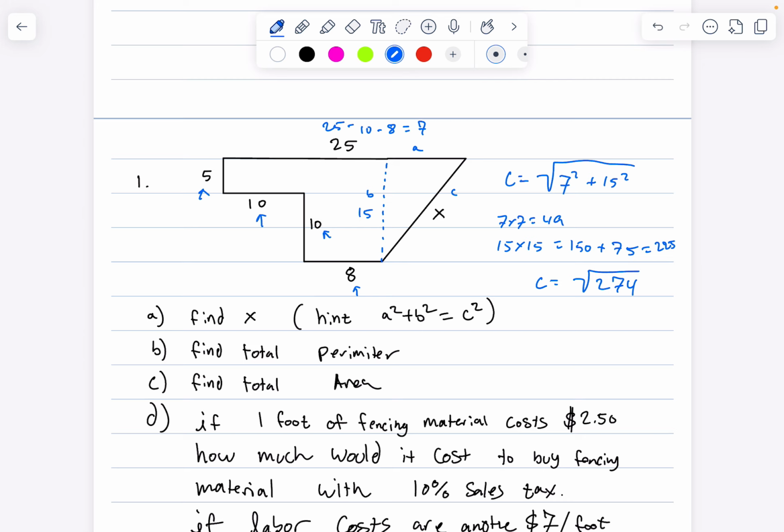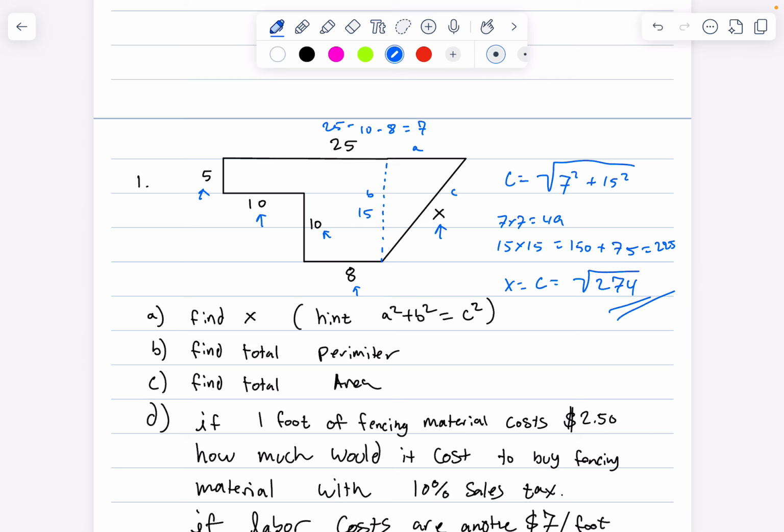Or I guess in this case it's x, right? Because I said find it. I called it x here, but we're using a squared plus b squared equals c squared. But in any case, this is your answer, square root of 274. And if you did that, you'd get about 16.5, right? Square roots are not really something you can do in your head; you need a calculator to get a good answer.